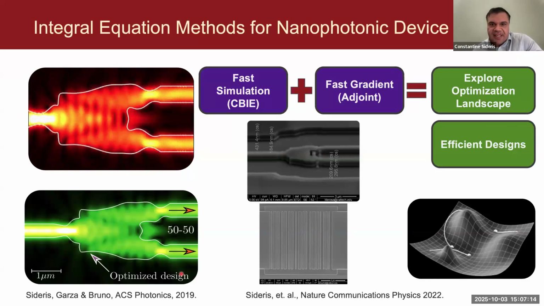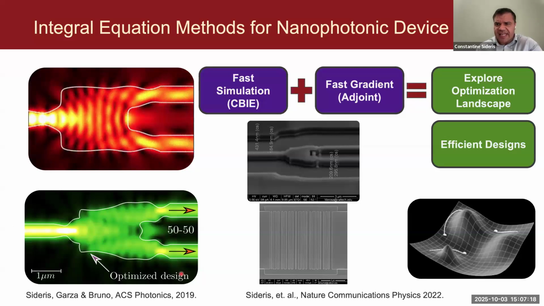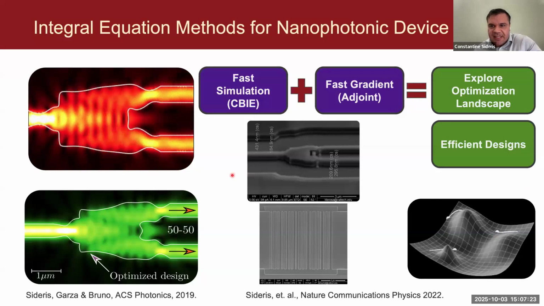The example on the left is of a nanophotonic 1-to-2 power splitter that we inverse designed using our fast integral equation methods. Since we are also experimentalists, we often also fabricate and experimentally validate our designs in the lab. As you can see, several SEM photos in the middle are of devices that we have fabricated.